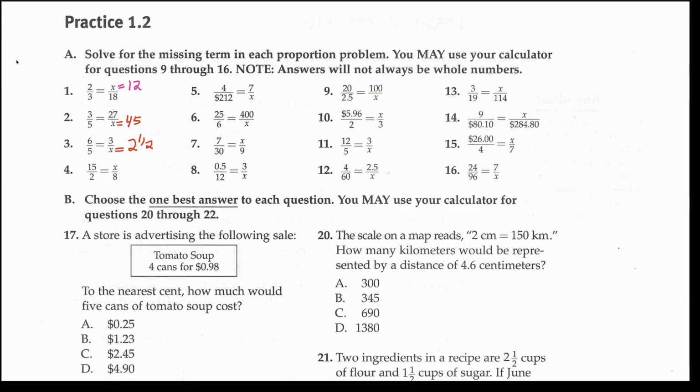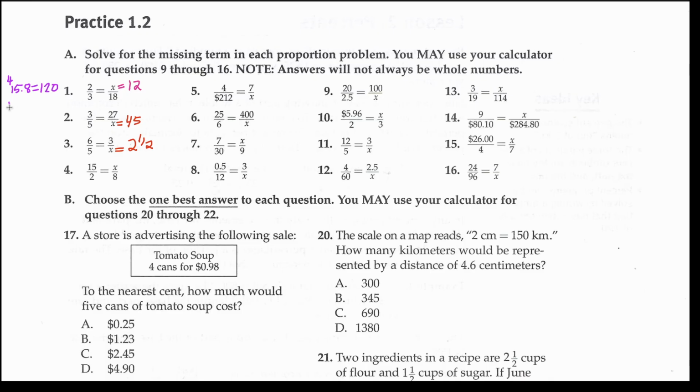Number 4, we will have to multiply the 15 by 8. Let's work that out. So 15 multiplied by 8. How much is that? We will say 8 times 5 is 40. Carry 4 on top of the 1. 8 times 1 is 8, plus 4 is 12. So I have 120.